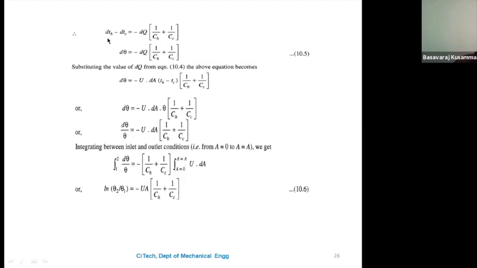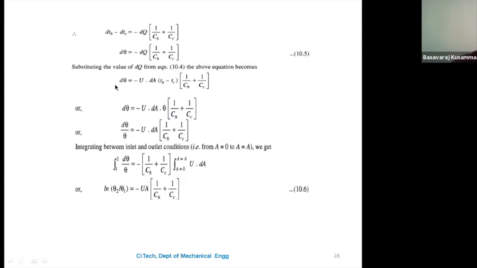Then dθH minus dθC is equal to dθ. So the difference between dθH minus dθC, we take that as dθ here. That is equal to minus dQ times (1 upon CH plus 1 upon CC). You can call this equation 10.5.